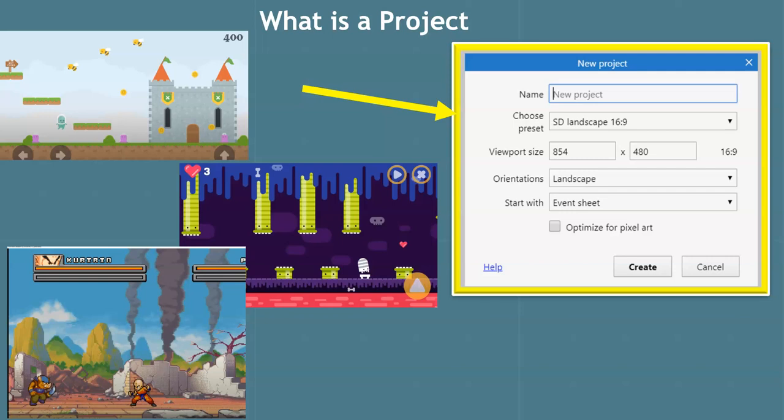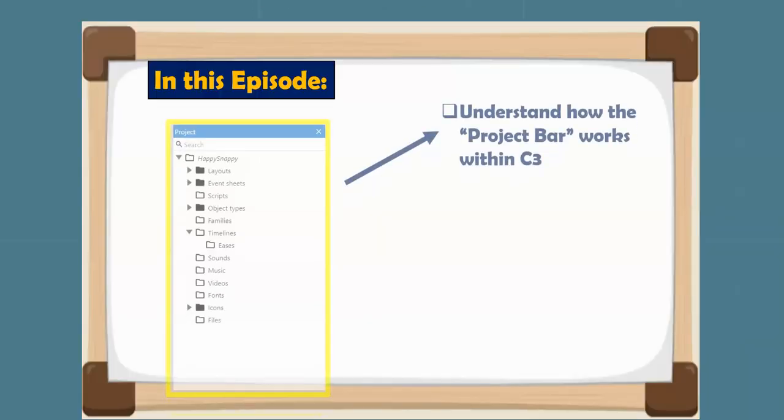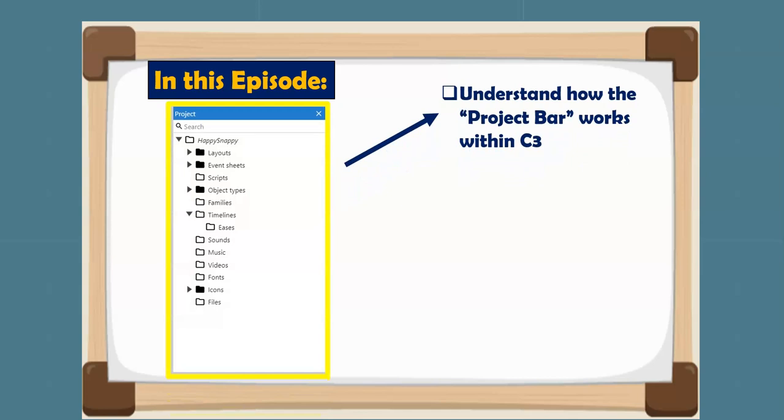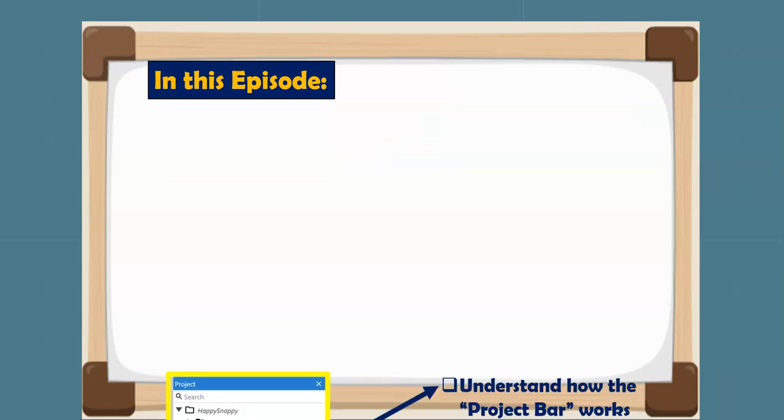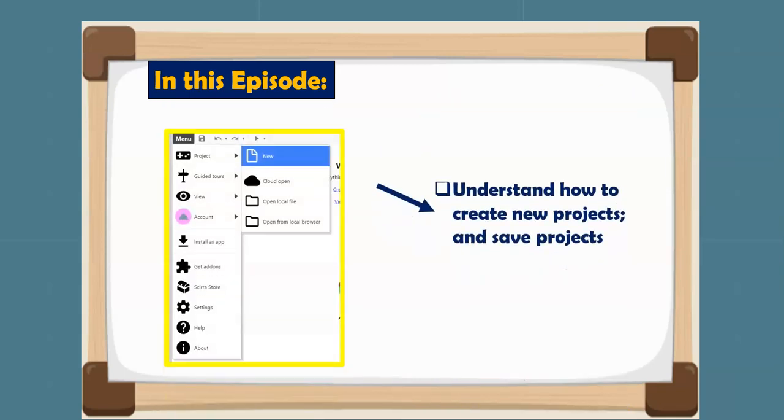So in this episode, we're going to take a look at one, the project bar. Within Construct 3, we have a project bar that houses all the objects and elements of our game. And secondly, we're going to take a look at how to create new projects and save projects in the Construct 3 GUI.